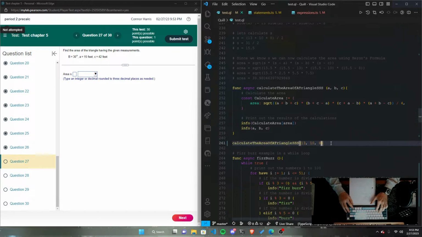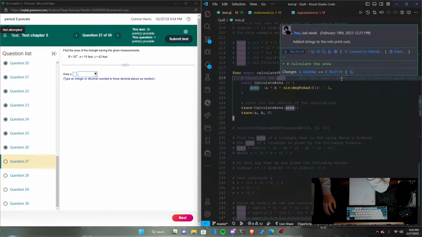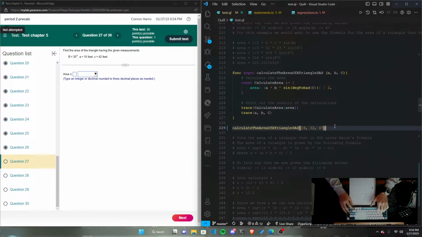I don't feel like typing out all the logic, so we're going to use pre-made logic. Area of the triangle having the given measurements: an A, a C, and an angle B. This is for if we have side. We need side-side angle, which is, this is side-side. Oh no, this is angle side-side. Cool, yeah. So we have A, which is 15. C, or B technically, which is 42, and then 30.